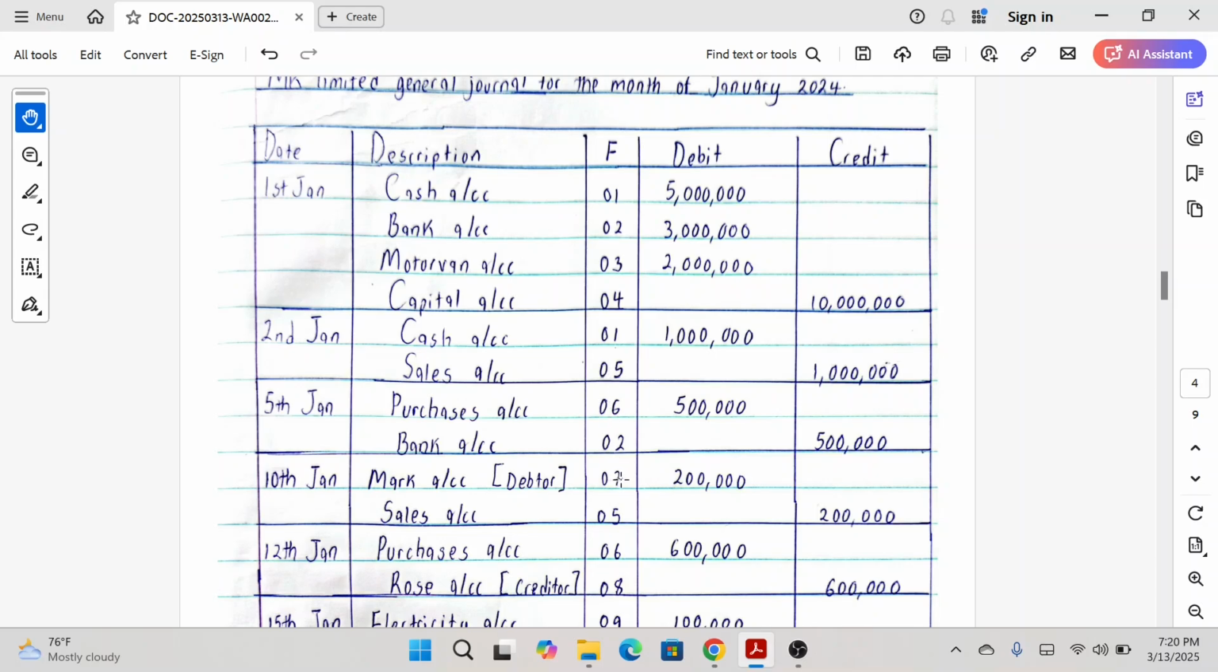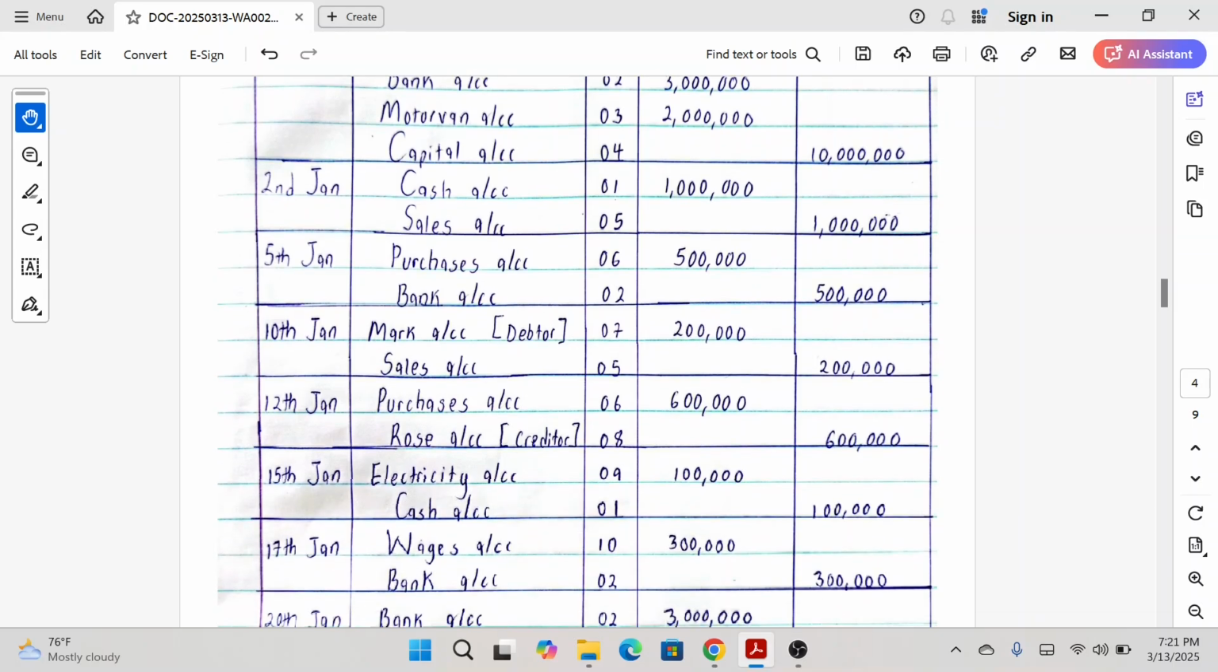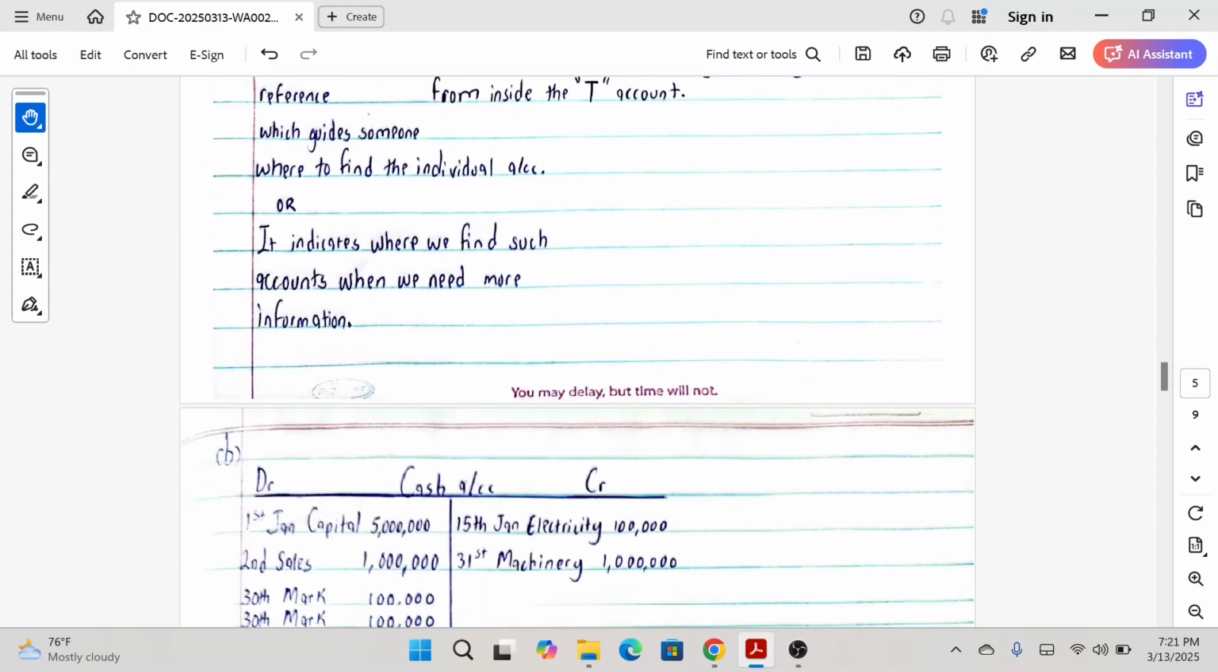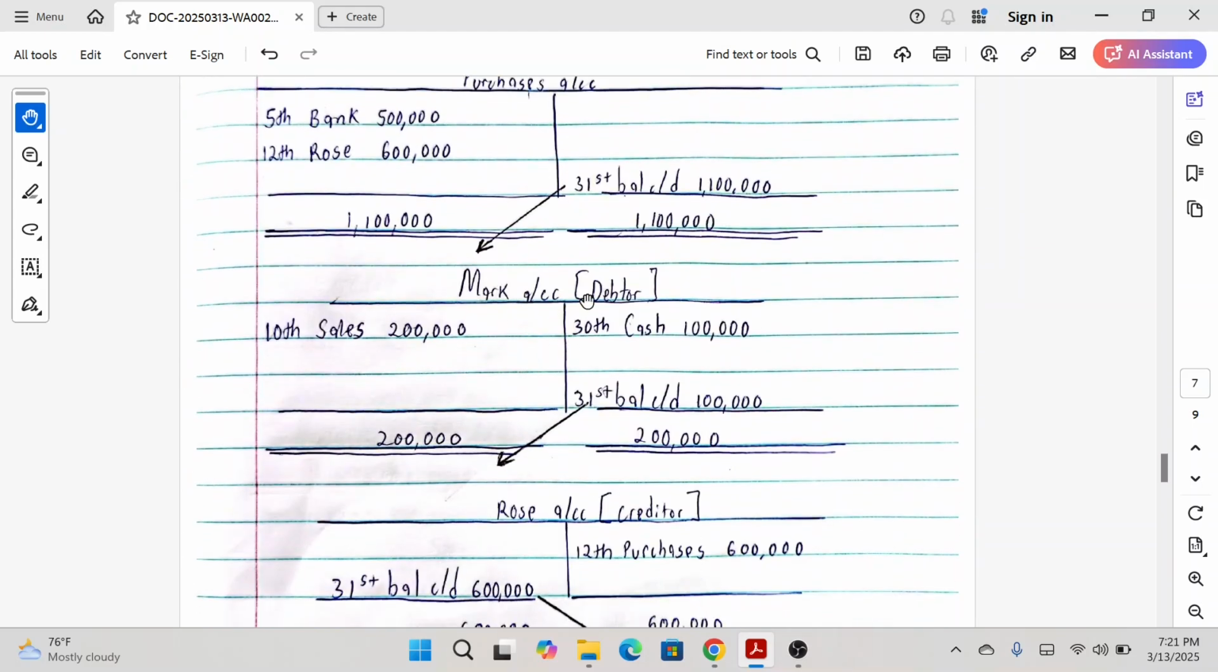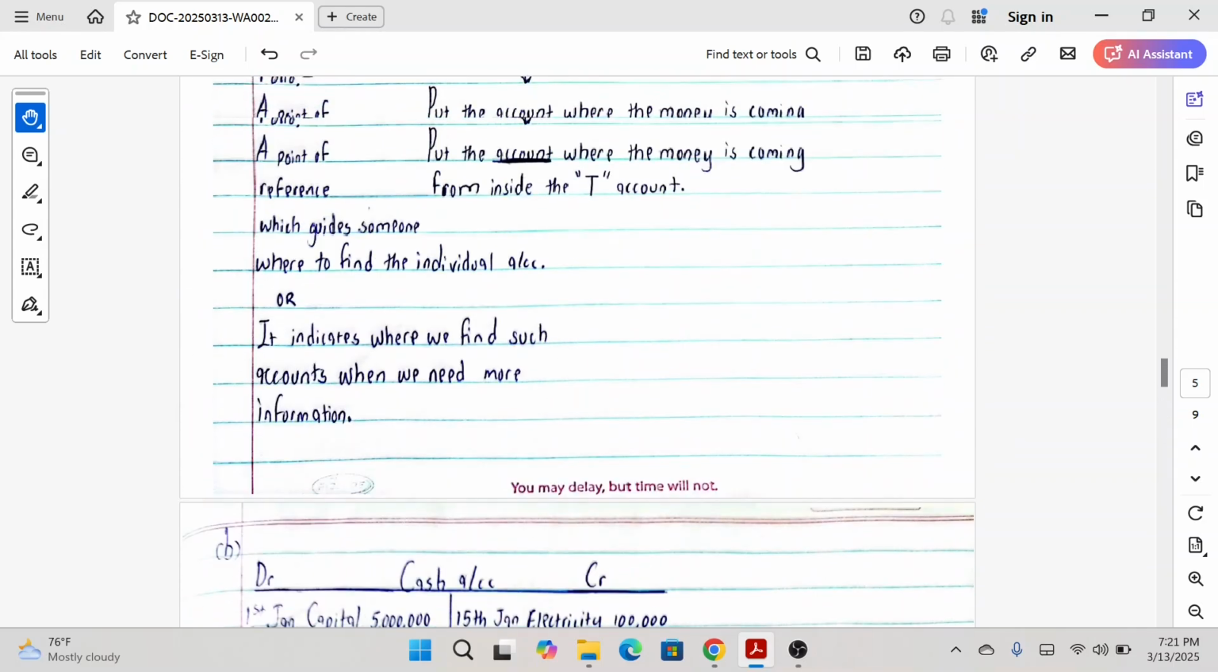Then we look for a 7. 7, it is Mark, and Mark is our data. So Mark's account on the debit side, we are going to say that this money is coming from sales account and it's going to be 200,000. So we go to Mark as our data. So this is Mark as our data. On the debit side, then it's going to have sales. And we're going to name it sales of 200,000. This is it. Then we go back.